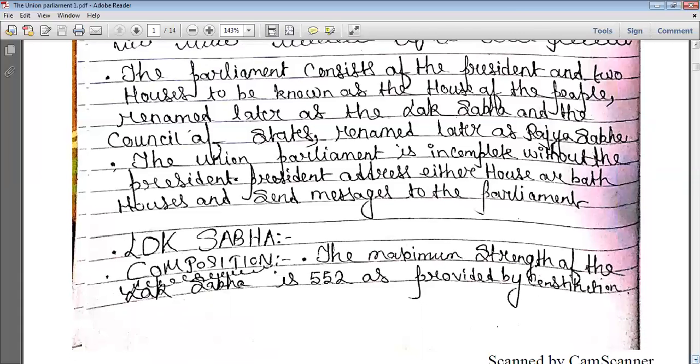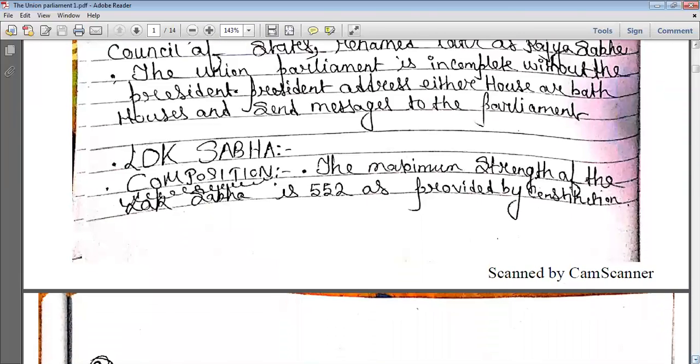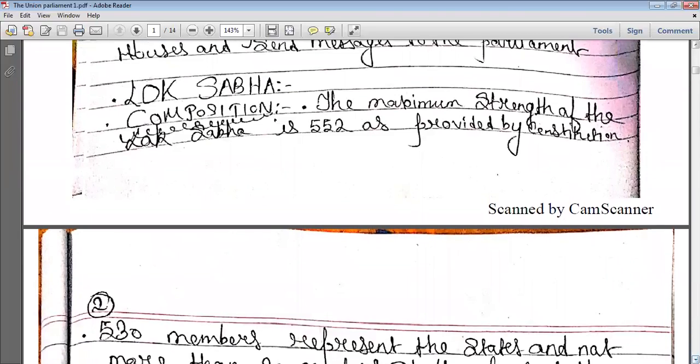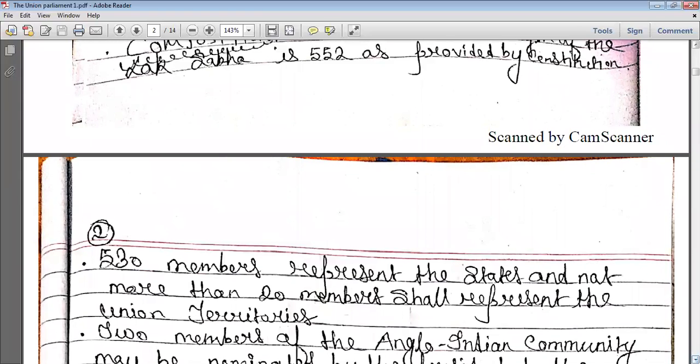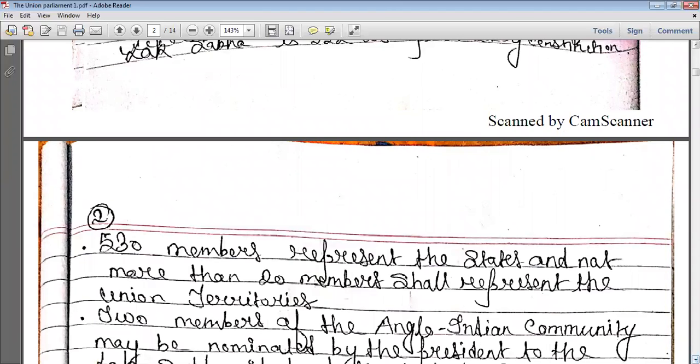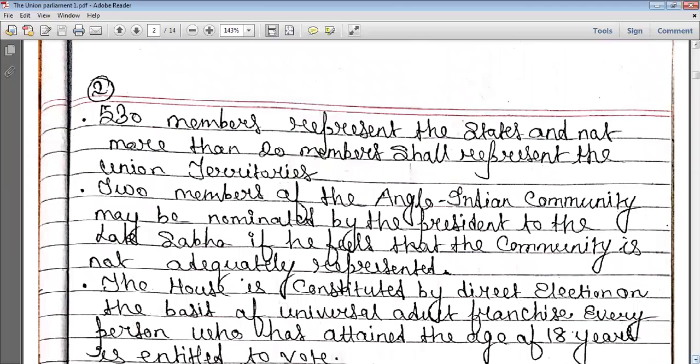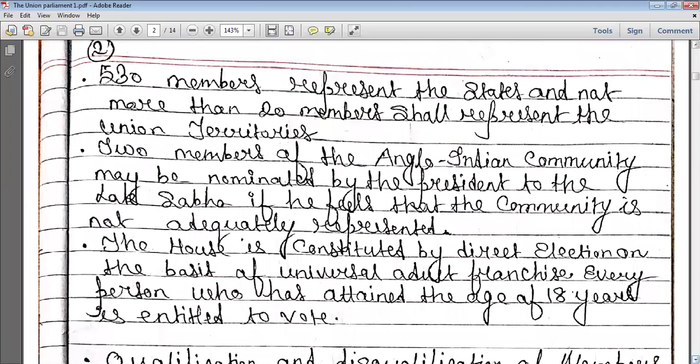Next, we are moving to the lower house, a very important house in the context of Parliament, the Lok Sabha. The maximum strength of the Lok Sabha is 552 as provided by the Constitution. So the maximum strength should be remembered for the exam, which is 552. Among 552, 530 members represent the states and not more than 20 members shall represent the union territories. That means 530 members are elected from different states and 20 members are elected from the union territories.